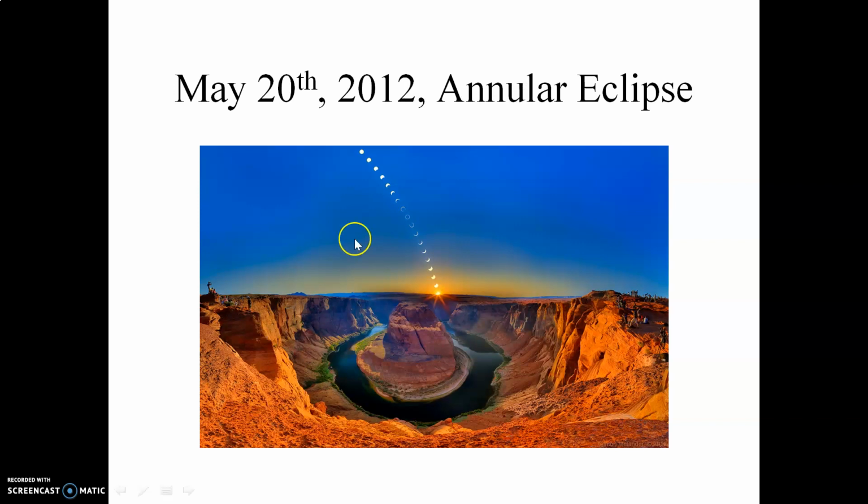Okay, this is a photograph of the exact same annular eclipse, it was May 20th of 2012, by the way. Actually, this photograph won a prize for National Geographic magazine. This is a picture of the Horseshoe Bend area of the Grand Canyon, and you have a nice composite picture here of the annular eclipse to sunset.